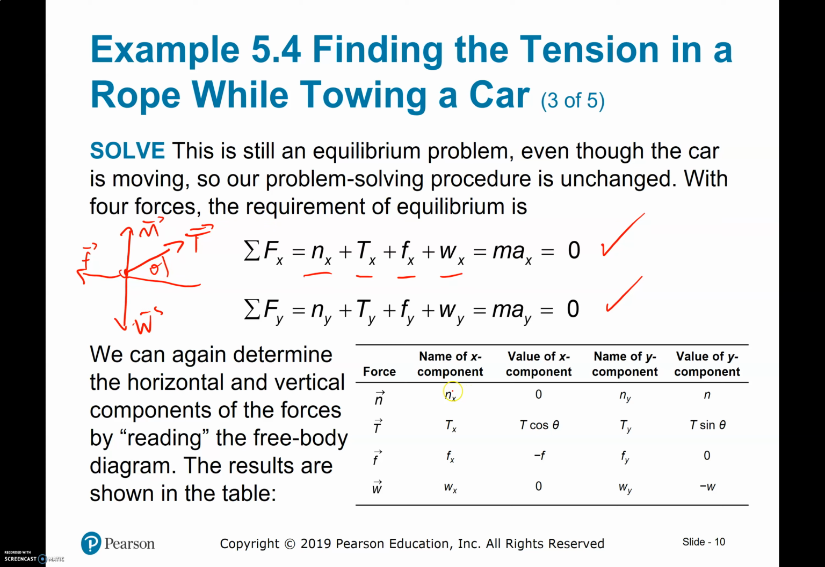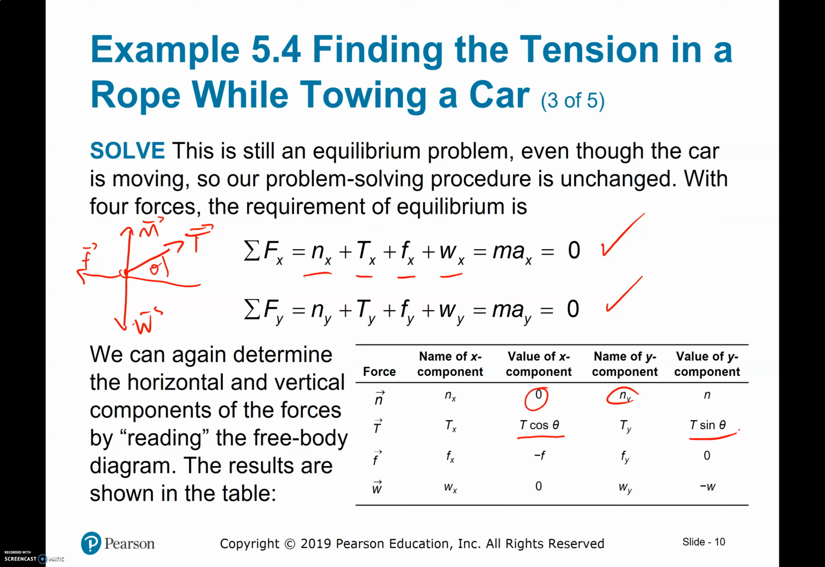So normal force has two components, right? Nx and Ny. However, the component in x for the normal force is 0, so the only one that survives is Ny. The tension has two components: T cosine theta, the x component, and T sine theta, which is the y component.